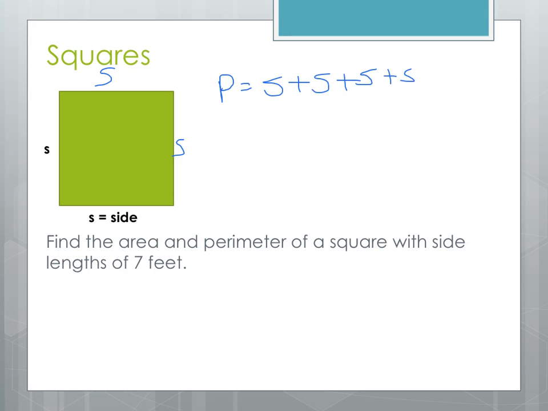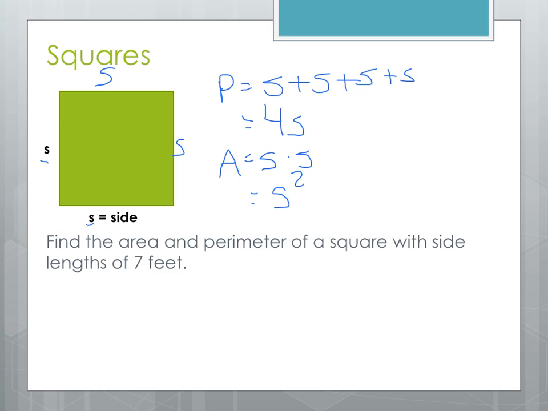But algebraically, we've got 4 S's. We would express this as 4 times the side length, 4S. The area, or the inside of the shape, is going to be the side length times the side length. So side times side. But algebraically, again, we can represent this as side squared.